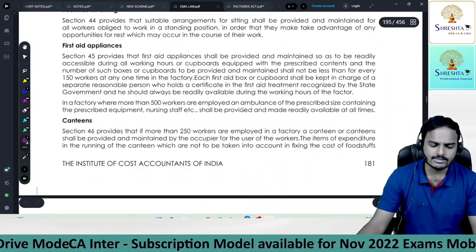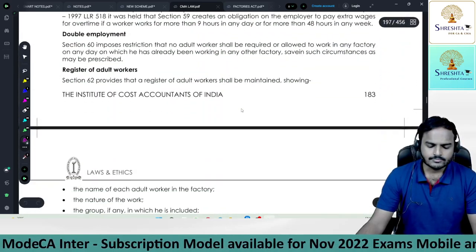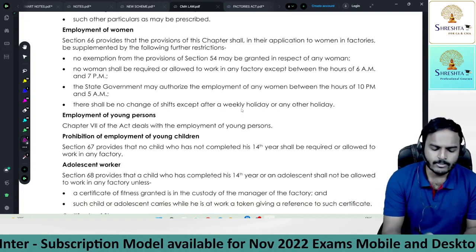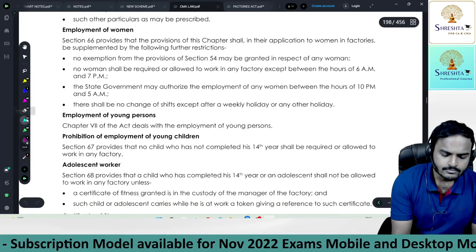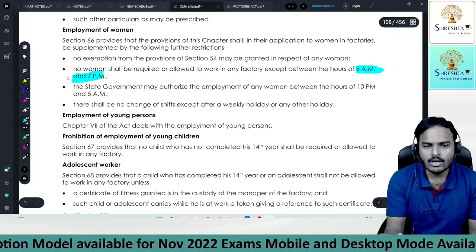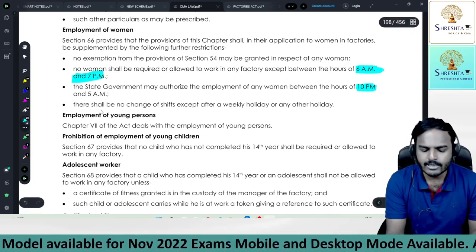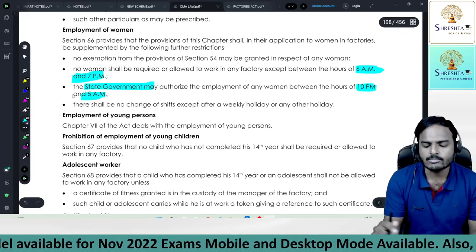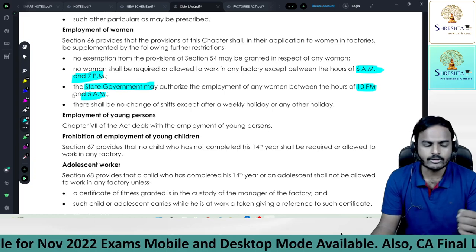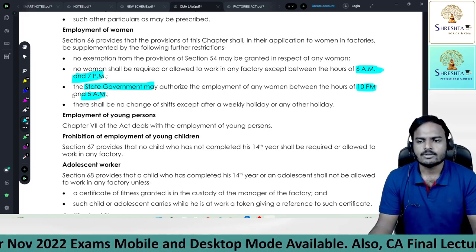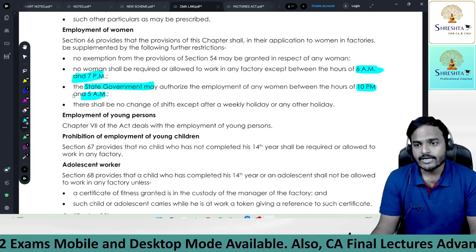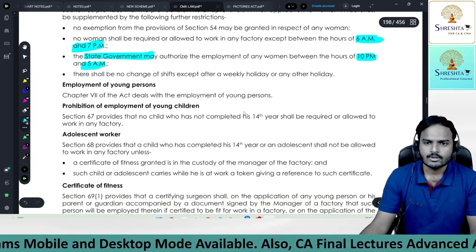Next, welfare measures. Employment of women: 6 a.m. to 7 p.m. But if you want female workers between 10 p.m. and 5 a.m., state government permission is required. If the state government allows, you can hire or recruit a woman for the timings between 10 p.m. and 5 a.m.